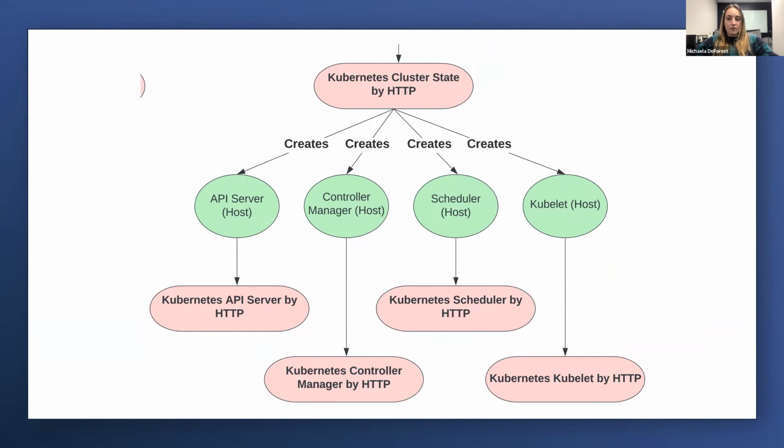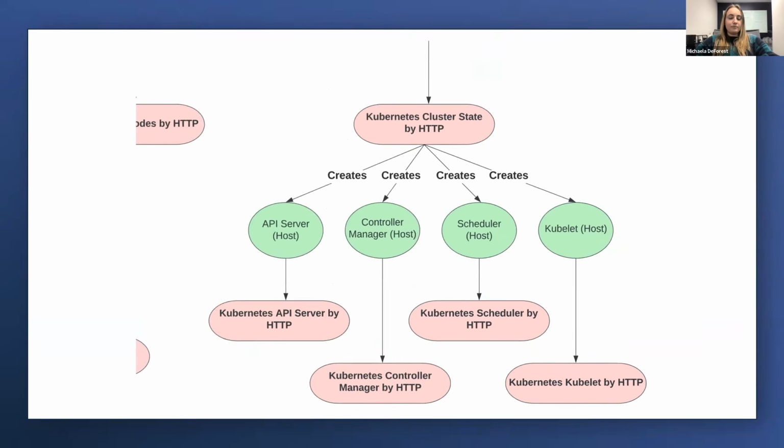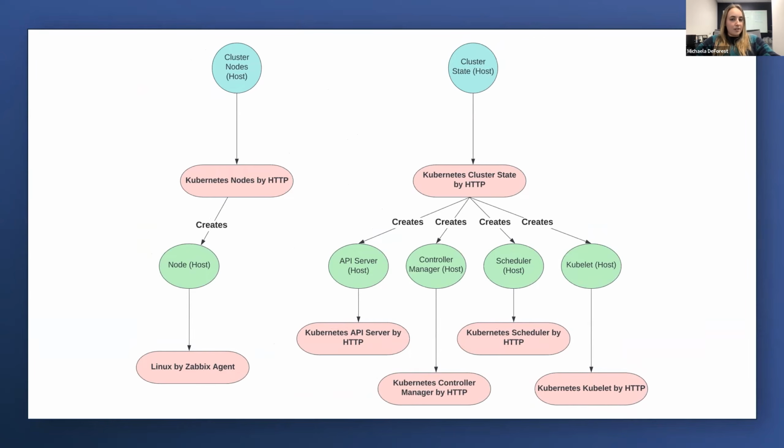This template can create hosts representing control plane components, including the API server, controller manager, scheduler, and kubelet for each node. Each of these components has a corresponding template linked to it, created during the low-level discovery process in the parent template. After attaching templates appropriately, you should start getting data from your cluster as well as new hosts representing control plane components and nodes.